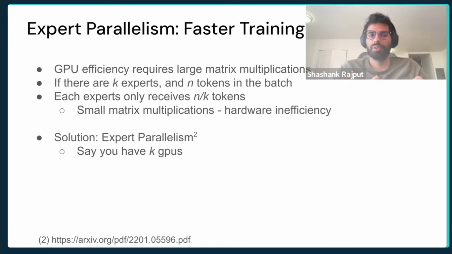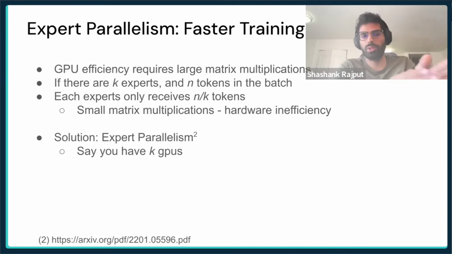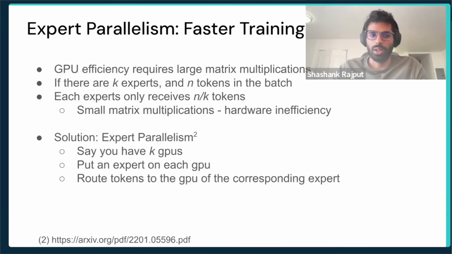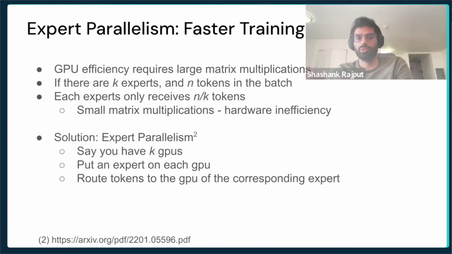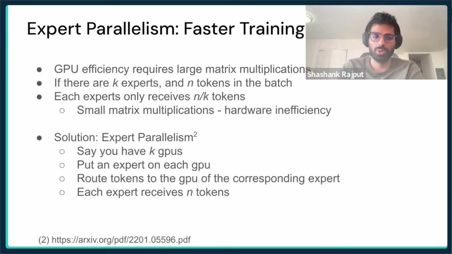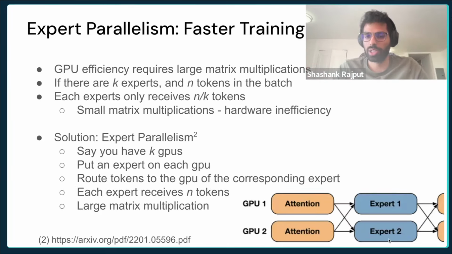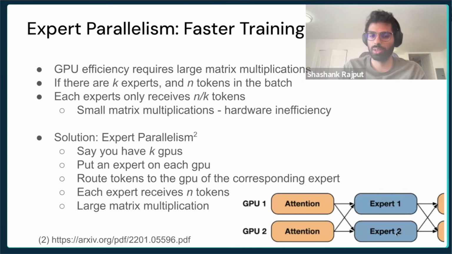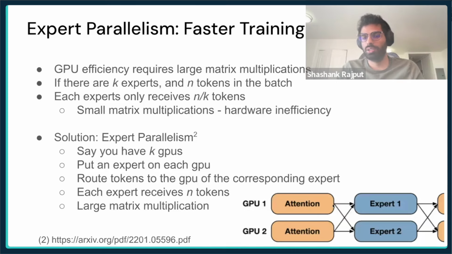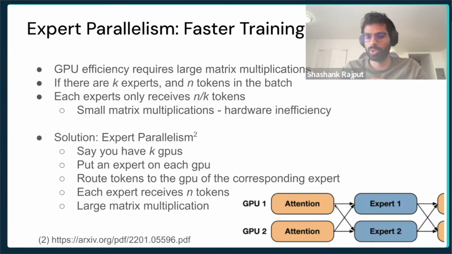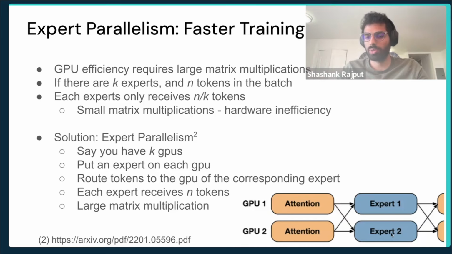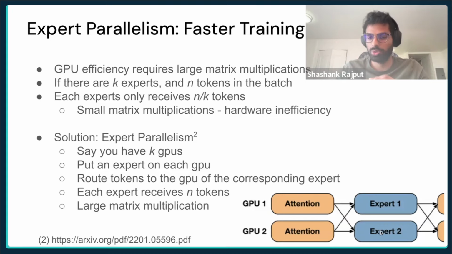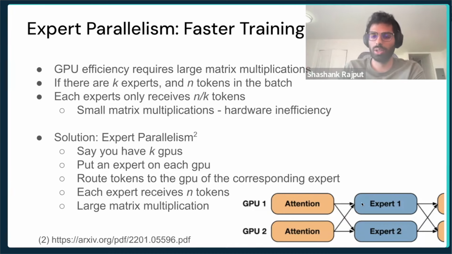Let's say you also have exactly k GPUs. So you have k experts and you have k GPUs. What you do is you put one expert on each GPU, and then you route the tokens for that expert to the corresponding GPU. This is how it would look. If you have two experts and two GPUs, you put expert one on the first GPU and expert two on the second GPU. After the attention layer, when you need to route the tokens to experts, all the tokens that need to go to expert two are routed to GPU two, and all the tokens that need to go to expert one are routed to GPU one.